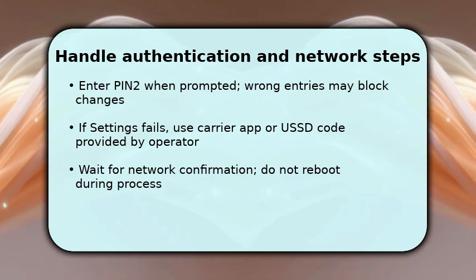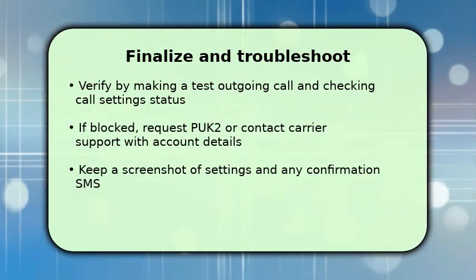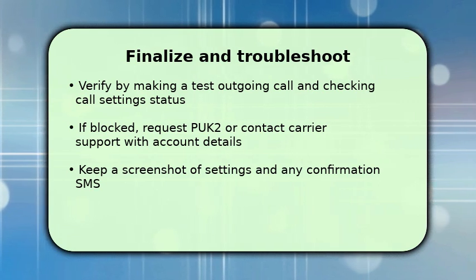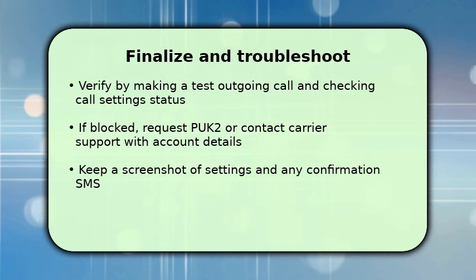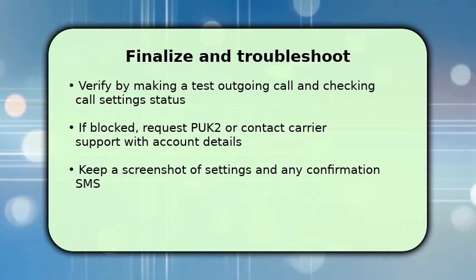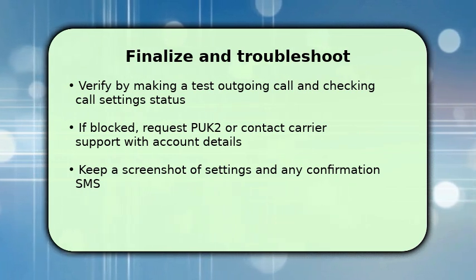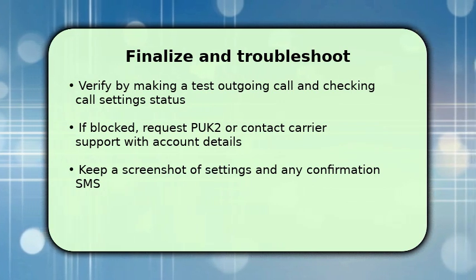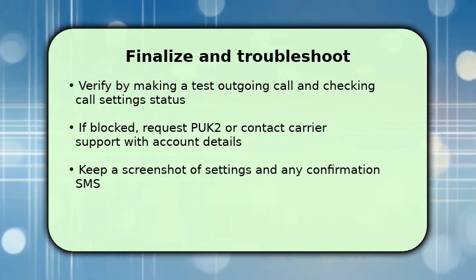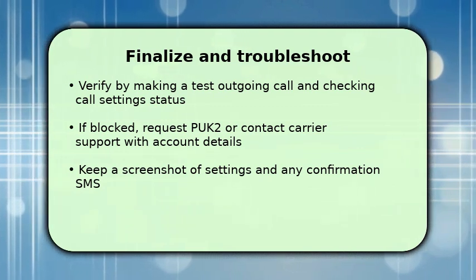To finish, place a test outgoing call and reopen call barring to confirm it shows deactivated. This proves both device and network updated. If you still see barring, do not repeatedly guess PIN2. Instead, request PUK2 from your carrier or ask them to reset barring remotely using your account verification. One key troubleshooting tip: if the PIN2 is locked, only the carrier-provided PUK2 will restore change capability.